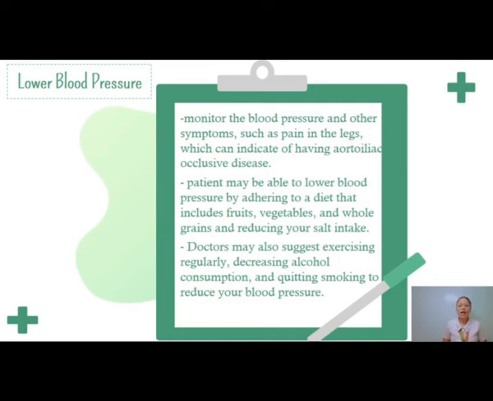If the patients have hypertension, doctors recommend to have the blood pressure monitored regularly. The patient may be able to lower the blood pressure by adhering to a diet that includes fruits, vegetables, and whole grains and reducing the salt intake. Doctors may also suggest exercising regularly, decreasing alcohol consumption, and quitting smoking to reduce the blood pressure.